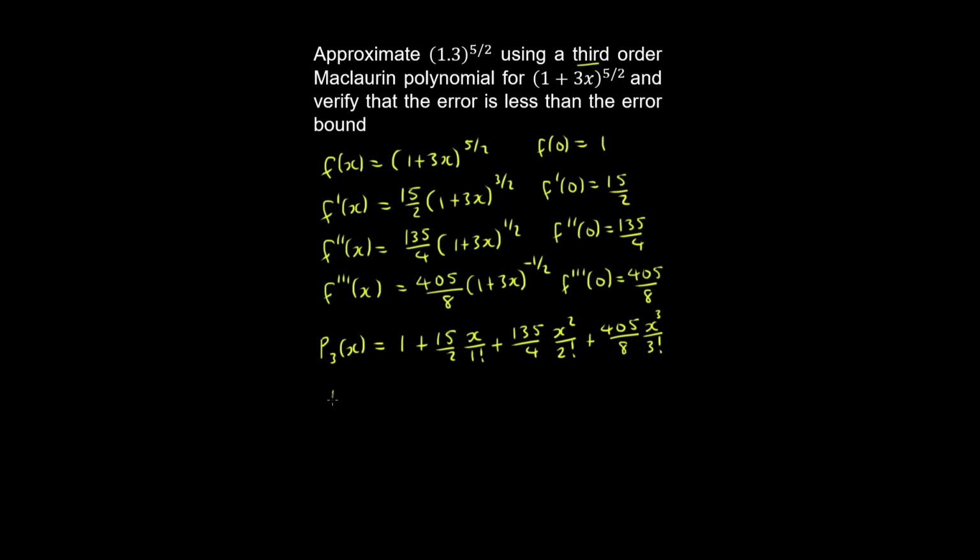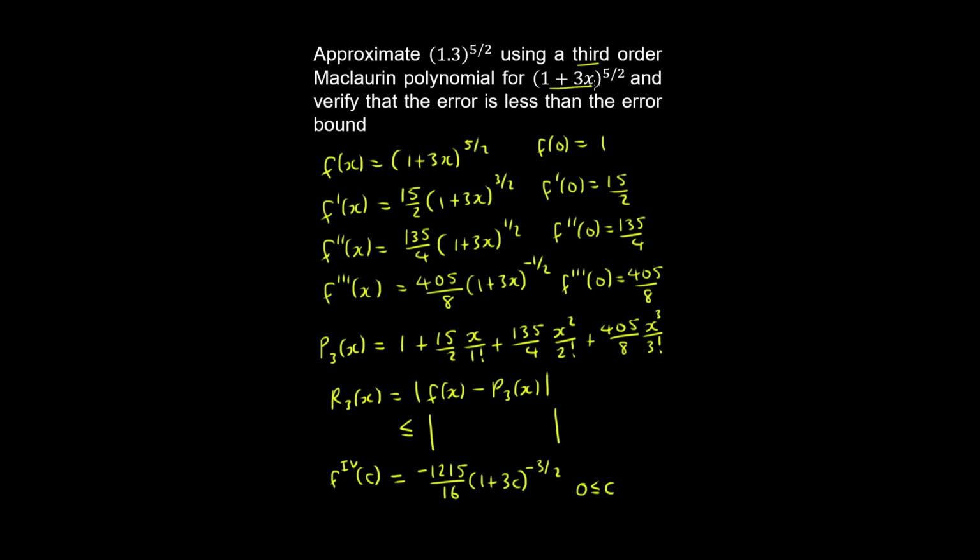So now to obtain the error in our approximation, that's the remainder. And that must be less than or equal to the error bound. Now to obtain the error bound, we obtain the derivative of the next term in the series and evaluate it at some value c. So in this case, given our function here, x must be 0.1 to obtain 1.3. So our error bound can be written as follows.